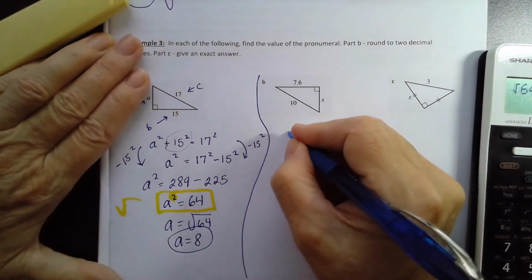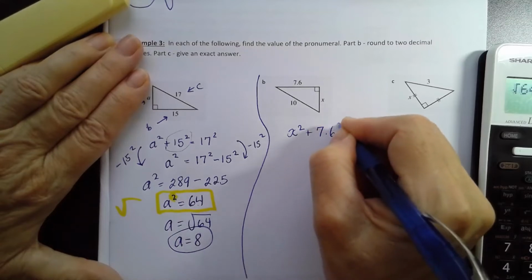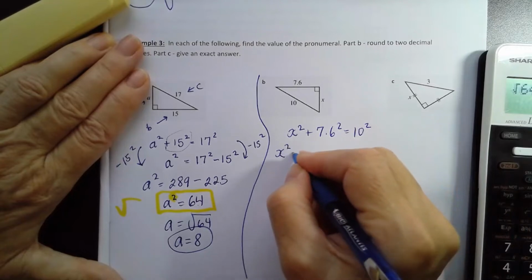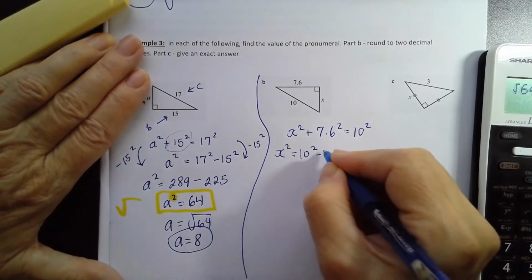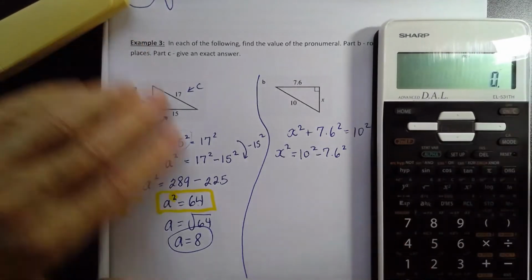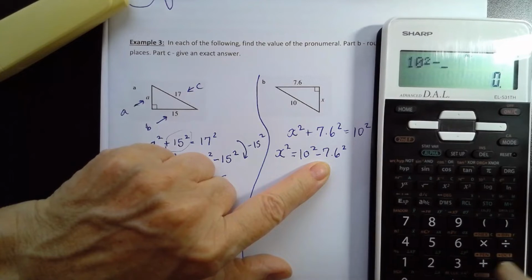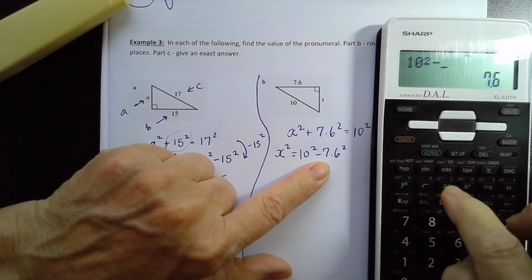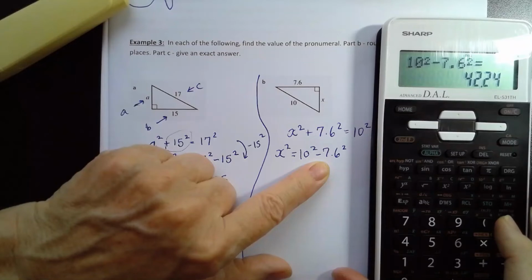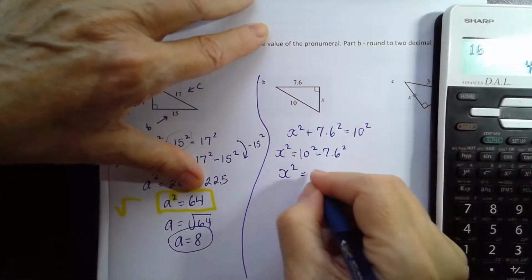Okay, so I have x squared plus 7.6 squared equals 10 squared. X squared equals 10 squared minus 7.6 squared. So this becomes a subtraction problem. In fact, let's just type this in. Let's do 10 squared minus 7.6 squared. That gives me 42.24. I just typed it in all at once.